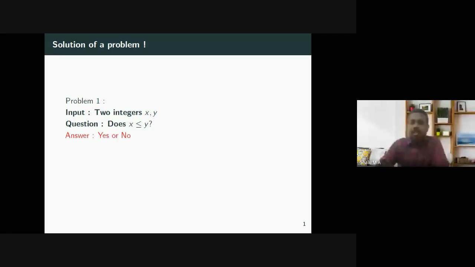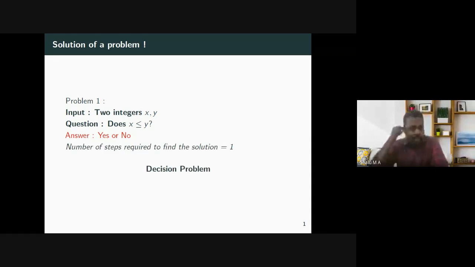You can easily compute this. We have learned in school days to check whether y minus x is greater than or equal to 0. You do a single operation, a subtraction y minus x, and if the result is greater than or equal to 0, you say yes, otherwise no. Only one step is required to find the solution. You don't need more than that.